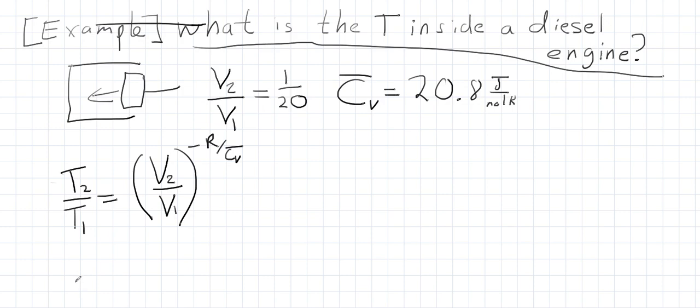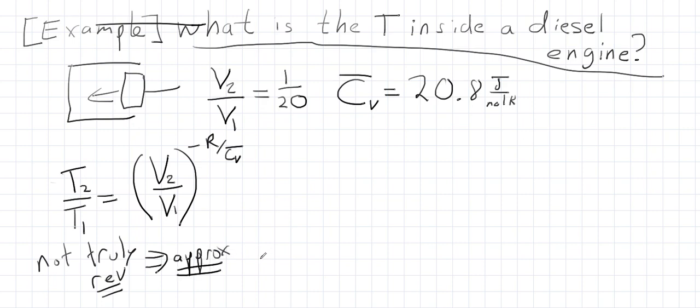It's adiabatic, yes, that makes sense because it's such a fast compression. We compress this so fast there's no heat transfer. Is it reversible? Well, no. If it's fast, it's not reversible. So this is only an approximation because it's not truly reversible. And so we should have that as a caveat when we do this problem, that the answer we get is only an approximation.